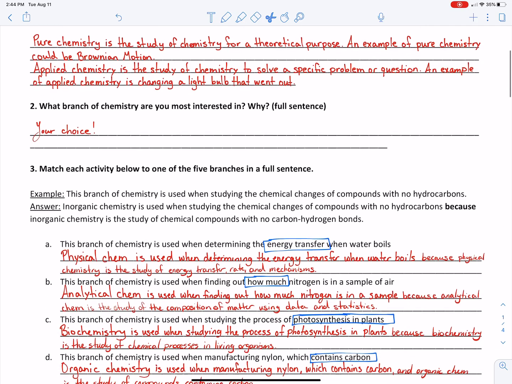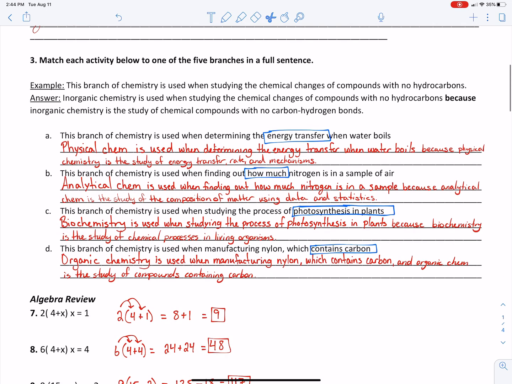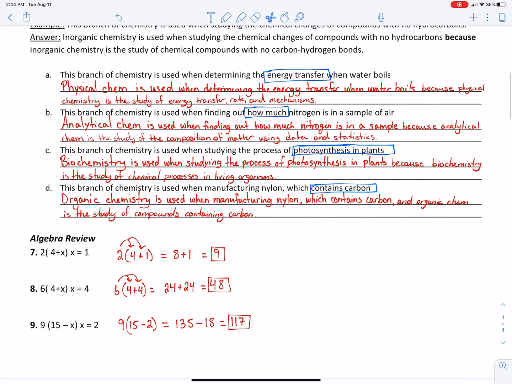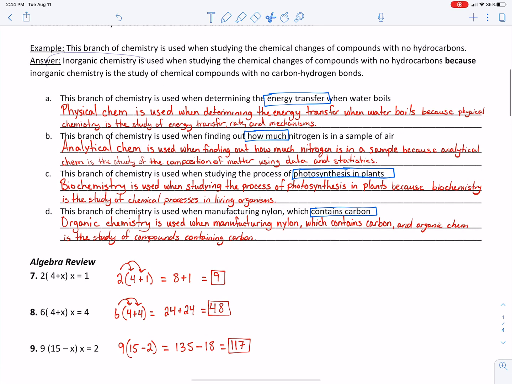Number 2 is your choice. Number 3, it is important that you follow these directions. Your answer should look like this for all of them. All right, so there's going to be a full sentence in there. Physical chem is used when determining the energy transfer when water boils, because physical chemistry is the study of energy transfer, rate, and mechanisms. I want to drill those 5 types in. All right, we're missing one type, and you should be able to identify that type as inorganic chemistry right there.